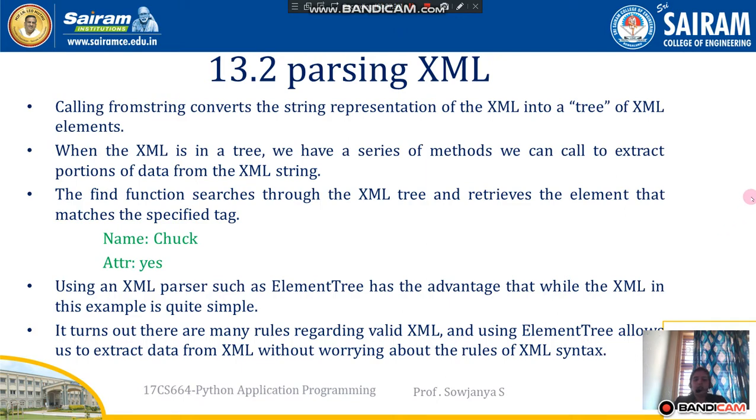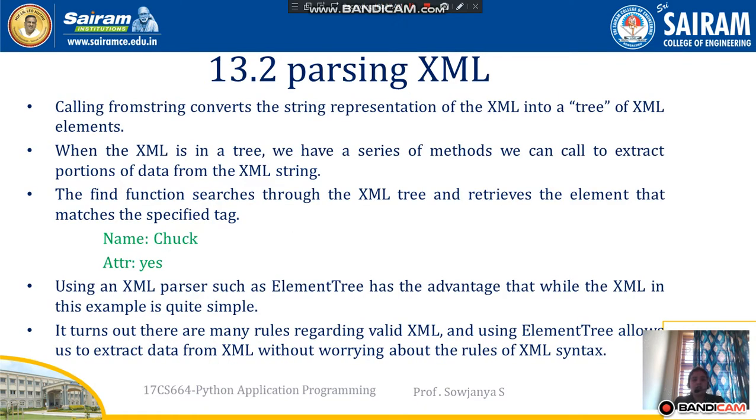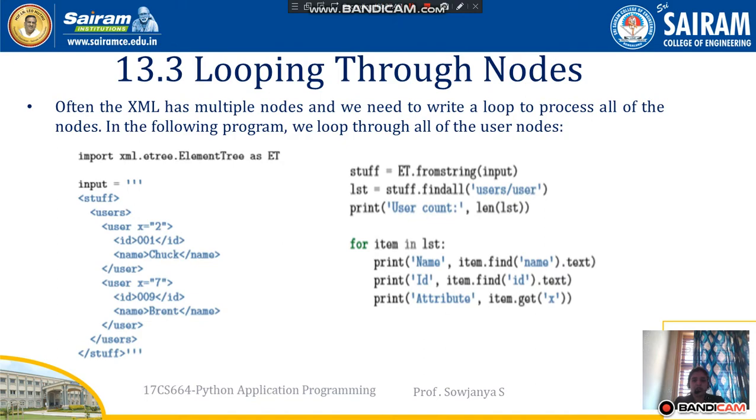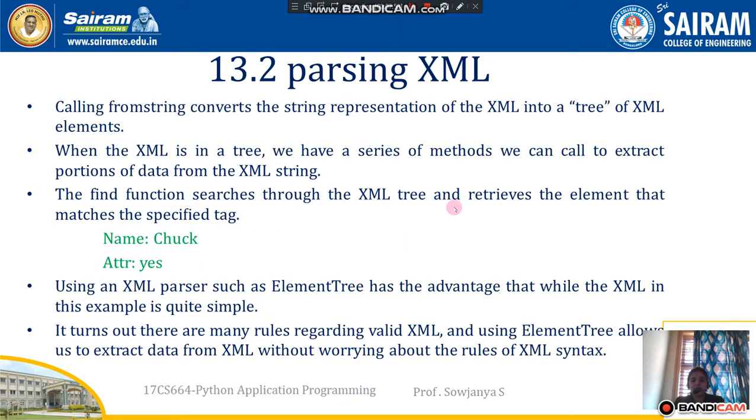When you call fromstring, it converts the string representation of XML into a tree of XML elements. It will convert the string into XML elements. So that is the meaning of fromstring. You can see here fromstring is written. The meaning is it converts the string into the specific XML tree.